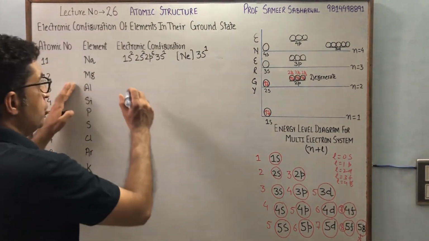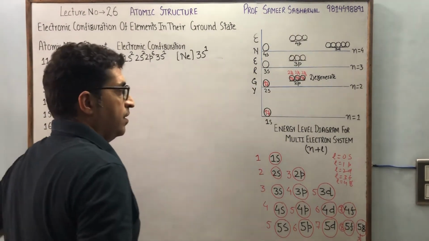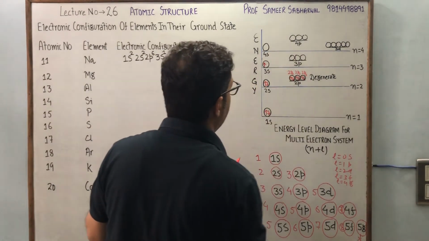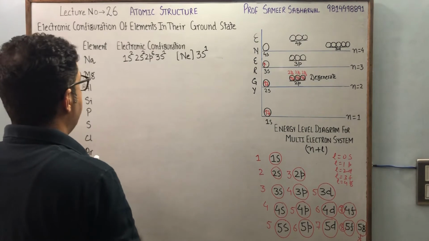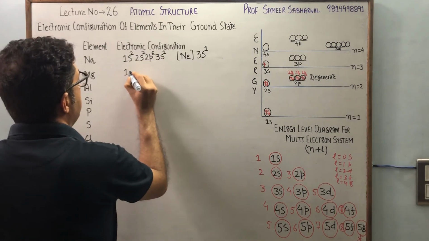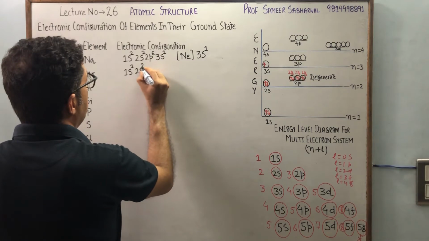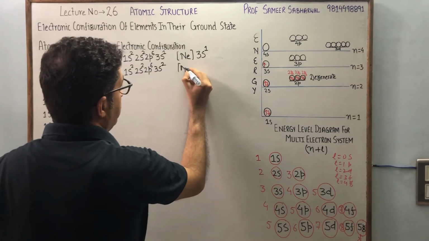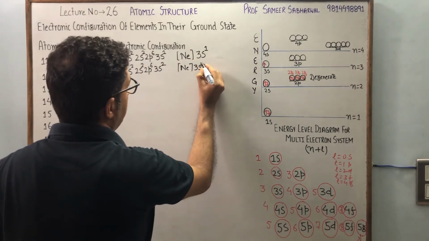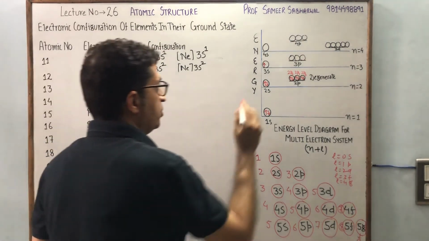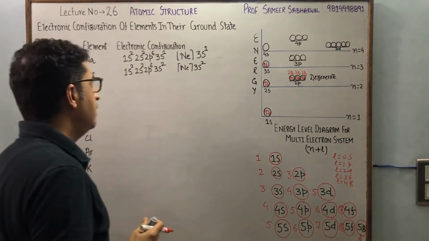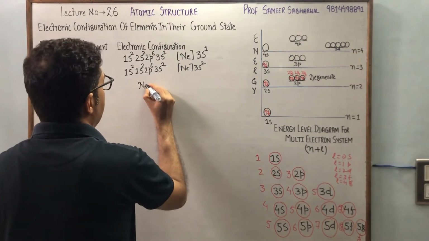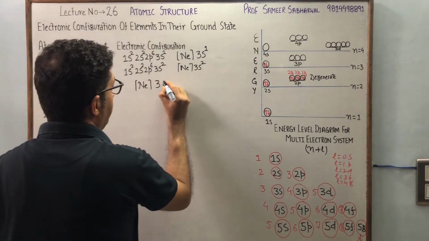So it is your sole discretion whether to write it like 1s2 2s2 2p6 3s1 or like neon 3s1. Then magnesium. Okay, I hope you can fill this configuration by your own. This is your sodium. Then magnesium, 1s2 2s2 2p6 3s2, or better way is neon 3s2. So my next electron goes here. Then very easy, aluminium. How will you write that? Neon, okay, just to save time, 3s2.